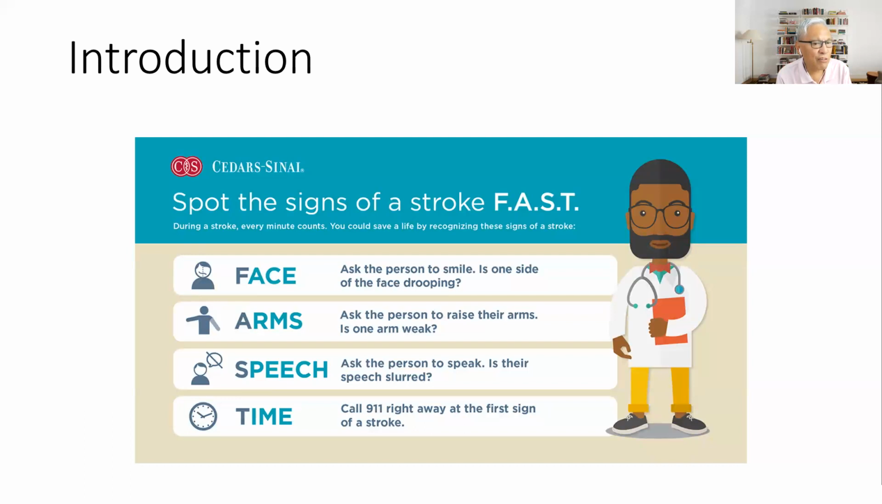FAST stands for face, asking the person to smile. If one side of the face is drooping, that's most likely a sign of stroke. Arms, for A: ask the person to raise their arms. Is one weaker than the other? Then this is also a manifestation of stroke. Speech, for the S: ask the person to speak. Is their speech slurred? If so, it's most likely also to support the diagnosis of stroke. And T is for time. We encourage people to call 911 right away at the first sign of a stroke.